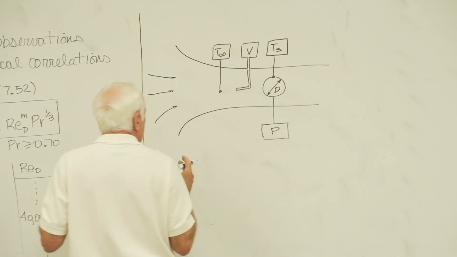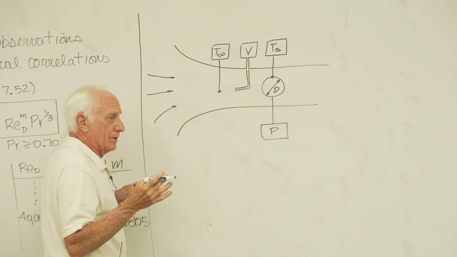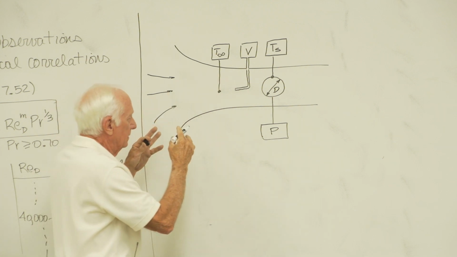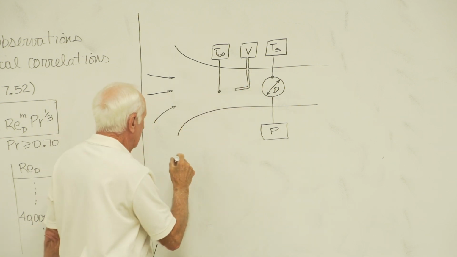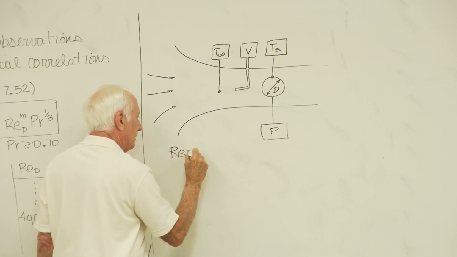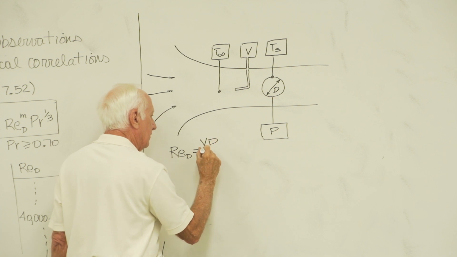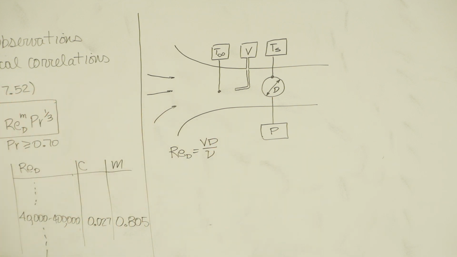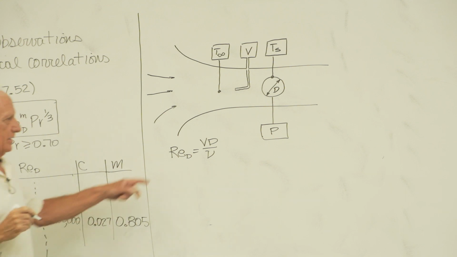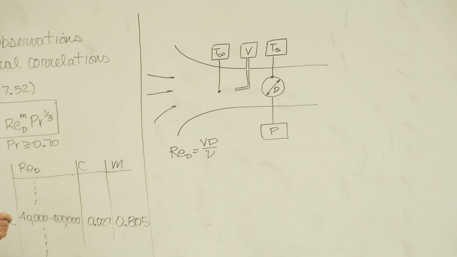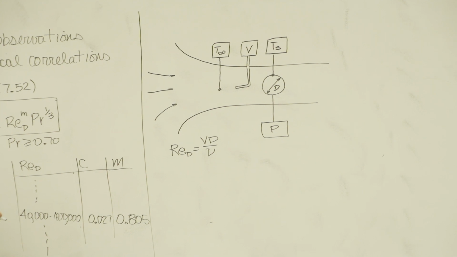And then she started to calculate things. She set the velocity to a certain speed, measured all these guys. For any one run, she got the Reynolds number, V D over nu. She knew those guys. Pitot tube, vernier caliper gave her diameter, properties of air at the film temperature, Ts plus T infinity divided by 2.